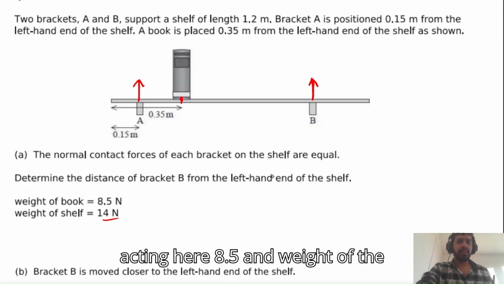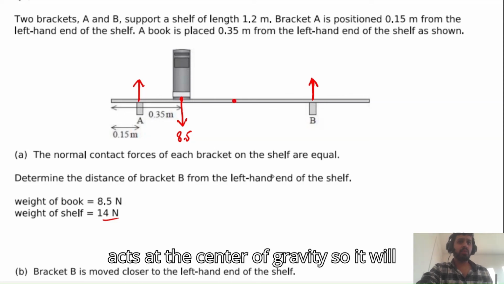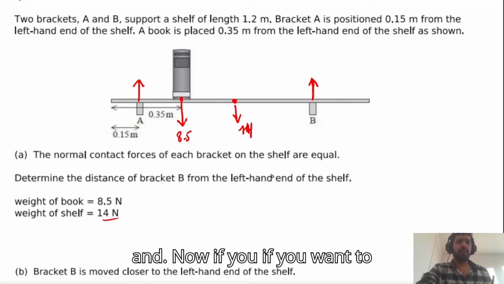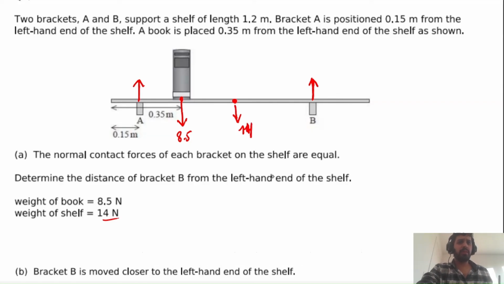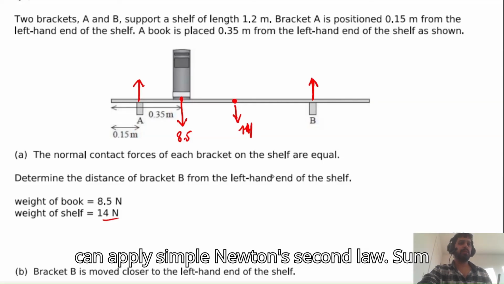Weight of the book will be acting here, 8.5. And weight of the shelf, like I just explained, it always acts at the center of gravity. So it will be acting here. It is 14 newtons. And now if you want to find the forces because of these two brackets A and B, you can apply simple Newton's second law.